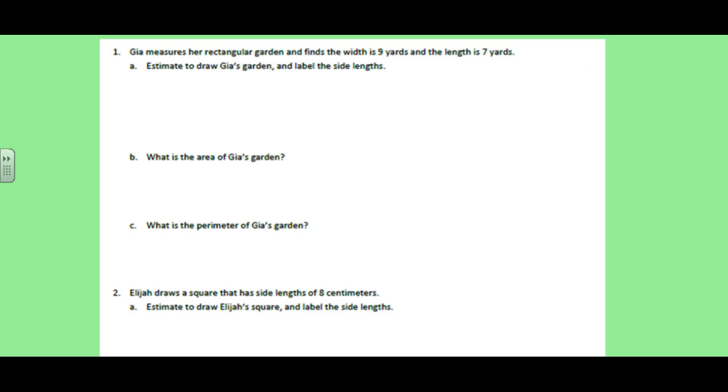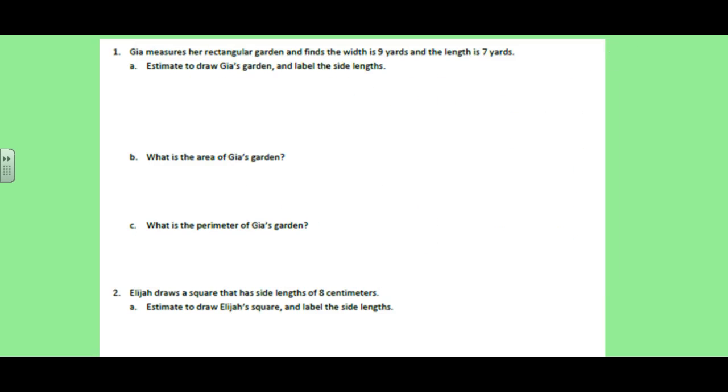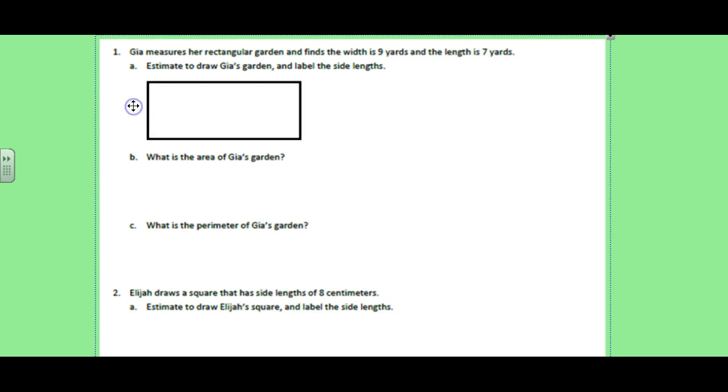Okay, number 1 says Gia measures her rectangular garden and finds the width is 9 yards and the length is 7 yards. Estimate to draw Gia's garden and label the side lengths. So I'm going to draw the rectangle and so are you. I'm going to have 7 yards on one side and 9 yards on the other. So that's all it's asking us to do for A, is to draw and label.